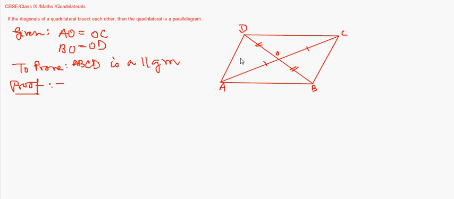Let's take these two triangles. If we prove the congruency of these two triangles, AOD and COB, then we can say that angle OAD is equal to angle OCB, thereby making these two alternate angles, and thereby proving AD and BC to be parallel.